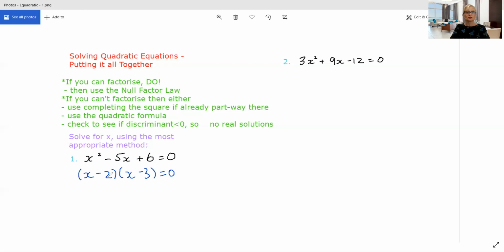So your null factor law is going to tell us that either x minus 2 is 0 or x minus 3 is 0. So x is 2 or 3. That one was nice and simple. Let's have a look at this next one.